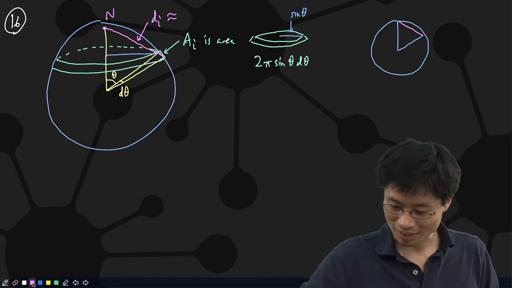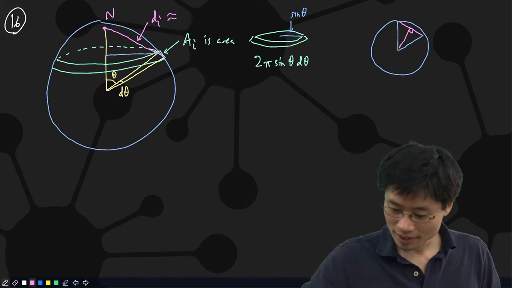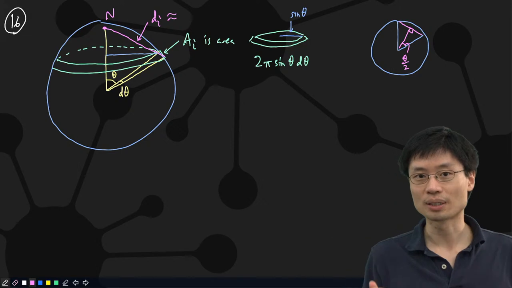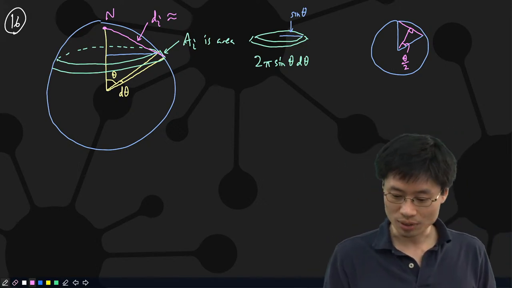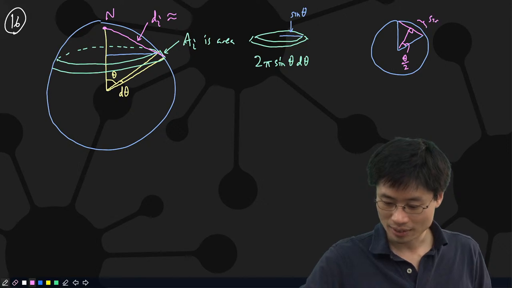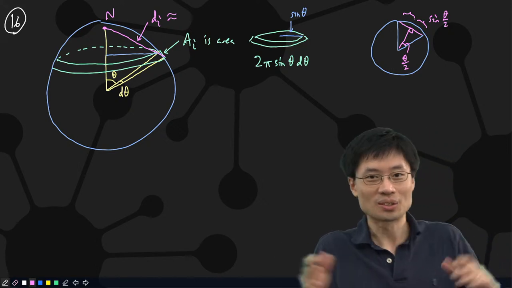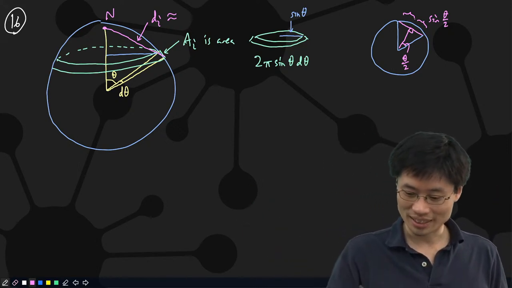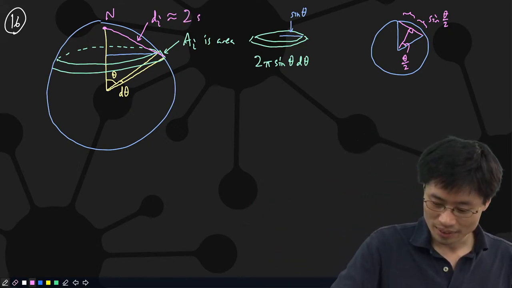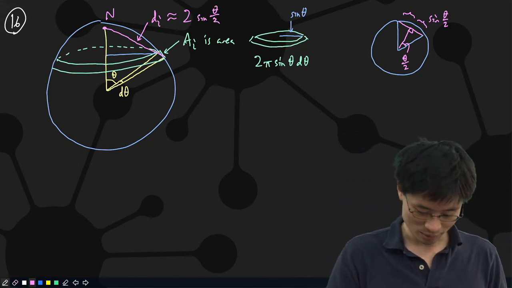Yeah, let's cut it in half. So if you cut it in half, each one of them becomes theta over 2. And if each one of them becomes theta over 2, now you have that. The radius is 1, right? So this thing here is just sine of theta over 2, and you have 2 of them. Okay? So now we suddenly have what we want. So the di is 2 sine theta over 2. Okay?